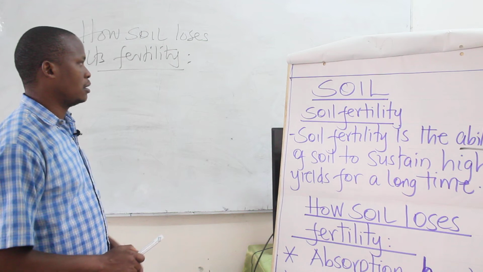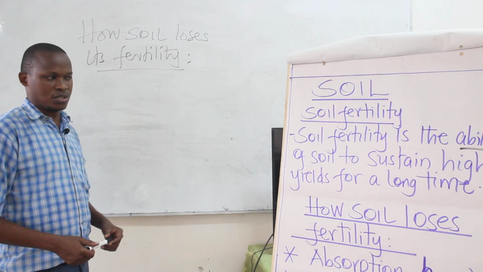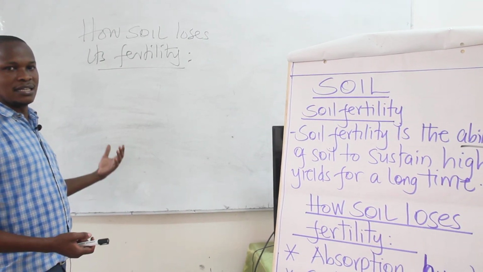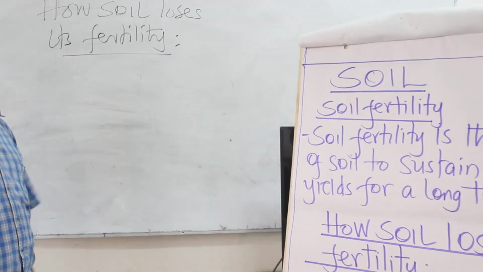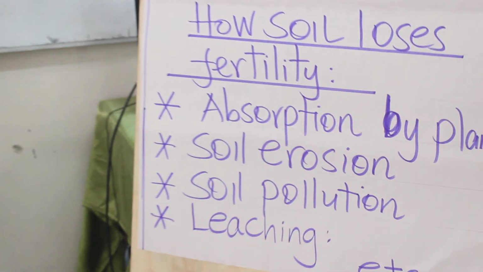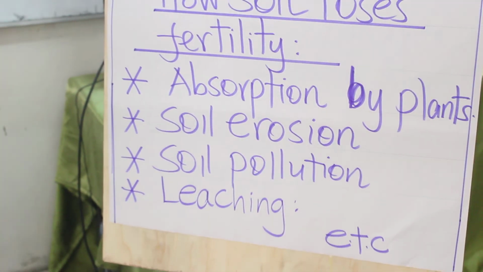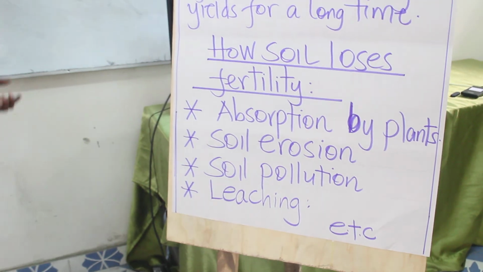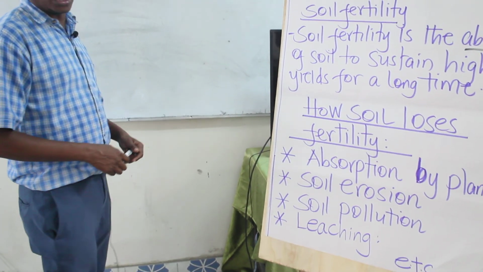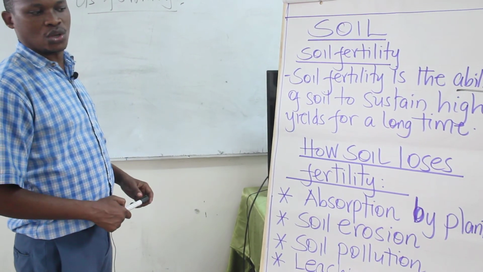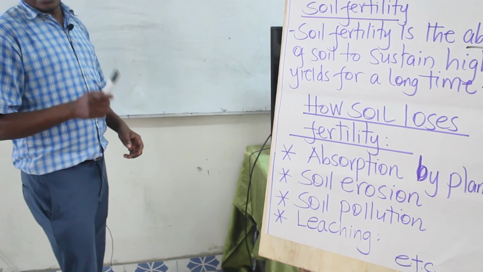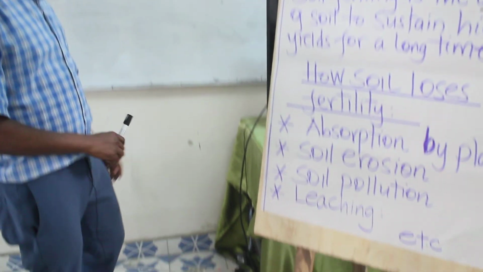Number two, soil erosion. In class 6, you defined soil erosion as the process by which the top fertile soil is carried away by the agents of soil erosion like water, wind, animals, and others. So the carrying away of top fertile soil will make the soil lose its fertility.